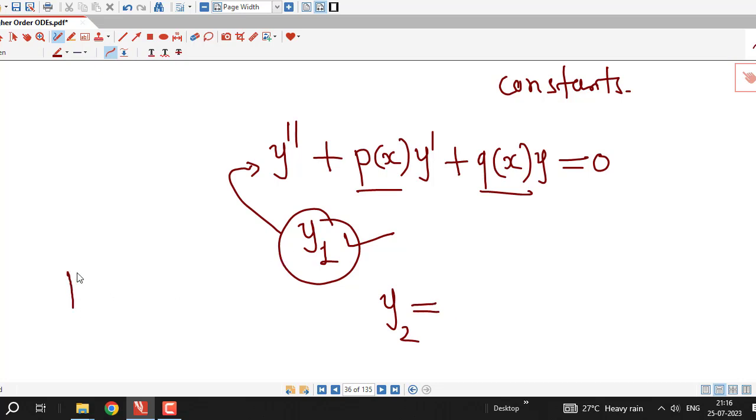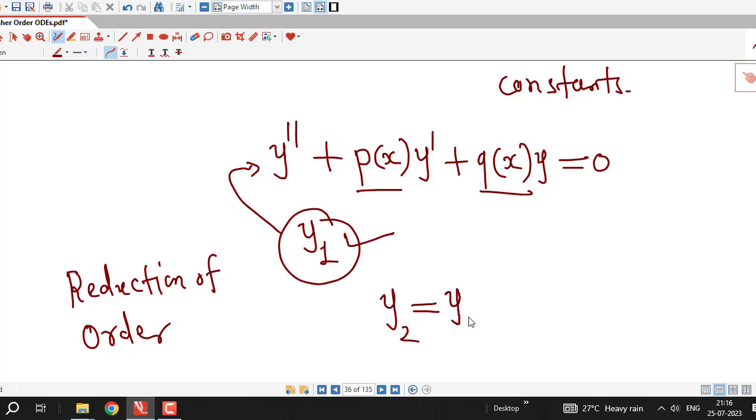So this method of reduction of order is used in this case, where we are given the first solution, and using that first solution we have to determine the second linearly independent solution.